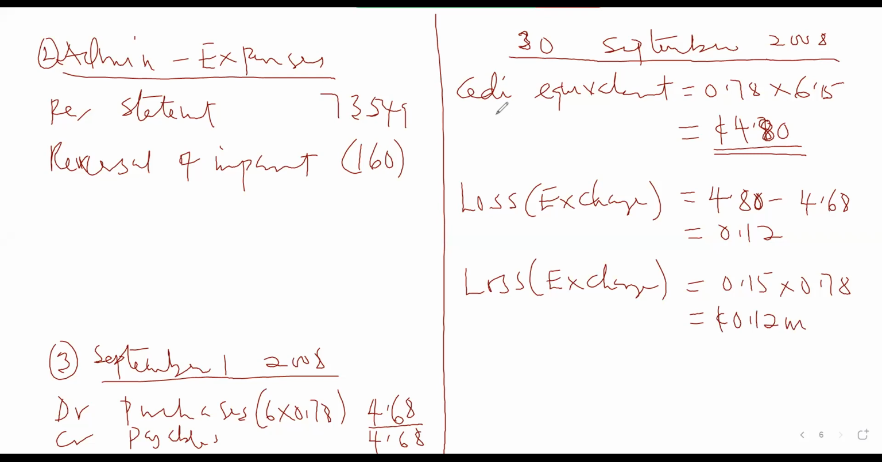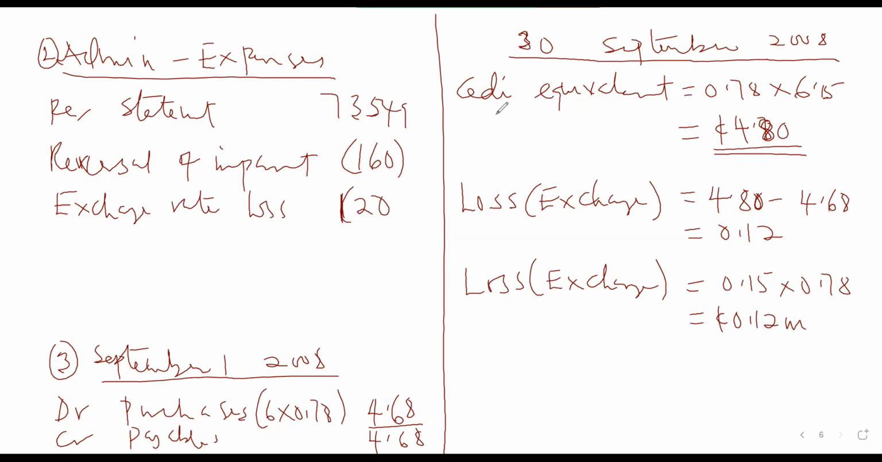This is a loss. So what we do is that this will be added to administrative expenses. The question didn't say how we should go about it. So you add it to administrative expenses. Exchange rate loss. And that will be 120. This is a cost. It will be added.